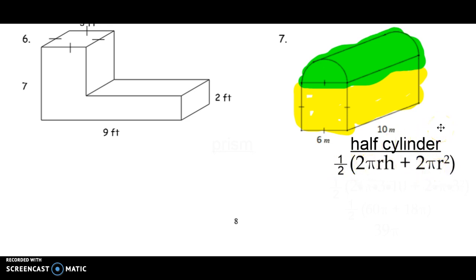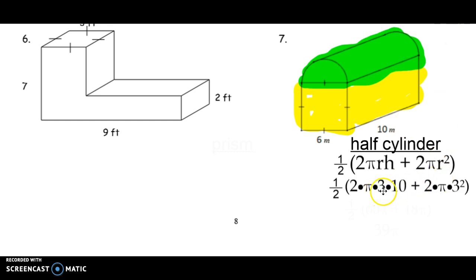What I would like you to do right now is pause the video and do two things. First of all, make sure you understand why this is the formula we're going to use, and then see how far you can get with putting in the numbers and simplifying down to one combined number just for the green part, or just for the half cylinder. When you're ready, start the video up again.